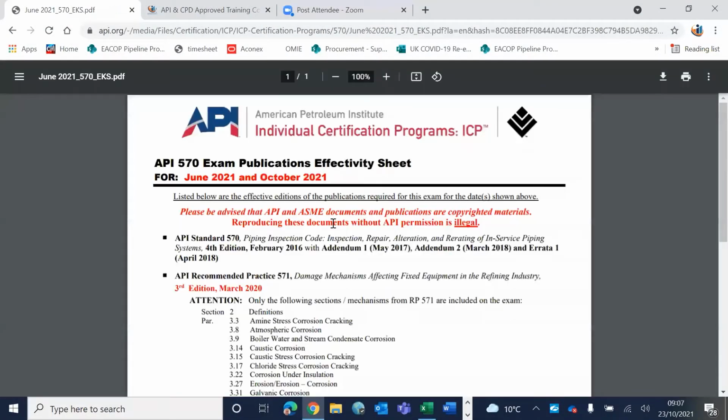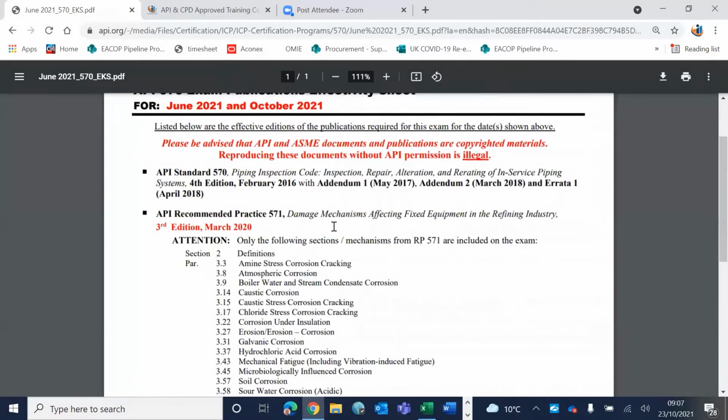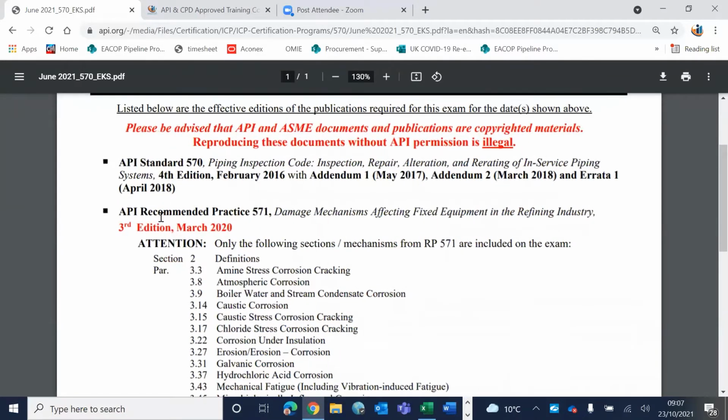Okay, if you go to publication effectivity, which is currently running for October, you can see that anything in red means there was a revision from the previous one. So the previous revision was an older revision. Now the revision you have to study for API 571, for example, here is 2020. Okay.